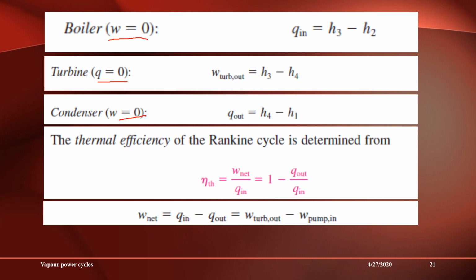So the thermal efficiency of the Rankine cycle is W net by Q in. For any power producing cycle, this is the efficiency, output by input. Output is the net work that we require, or work produced from the cycle, and Q in is the input to the cycle. It is also 1 minus Q out by Q in. We know that equation. So what is Q out, what is Q in, that we have to analyze.